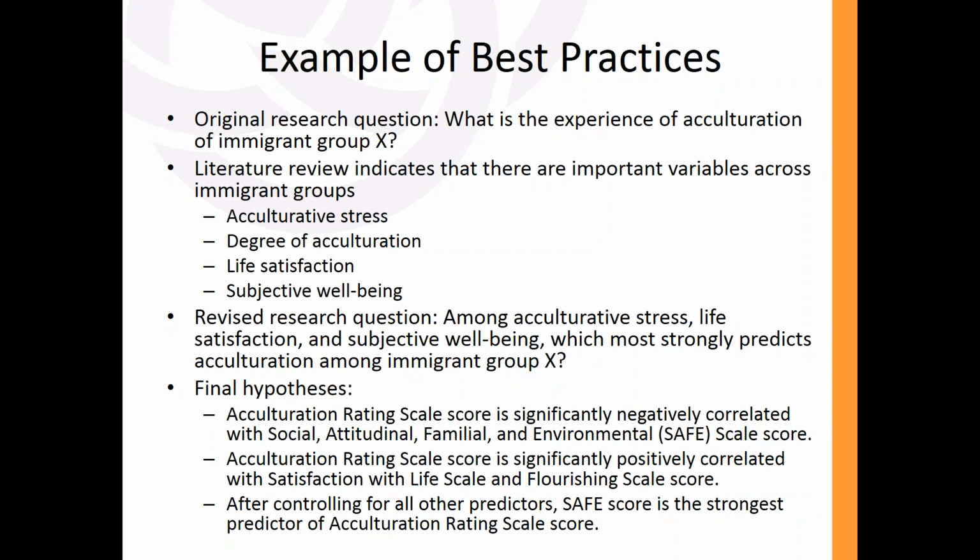Now, this, by the way, would be an example of a multiple regression. Again, this is not a stats lecture, so I don't want to go into too much depth on this, but basically, you can start to look at the specific relationships between these variables and acculturation in a particular immigrant group. And the sort of big picture here is that let's say that you want to develop a private practice and you want to be the expert on immigrant group X, right?